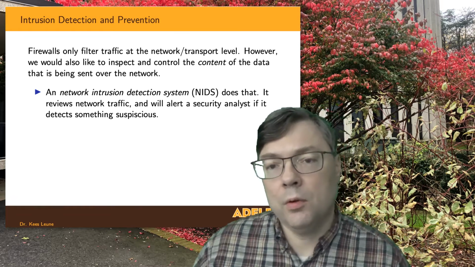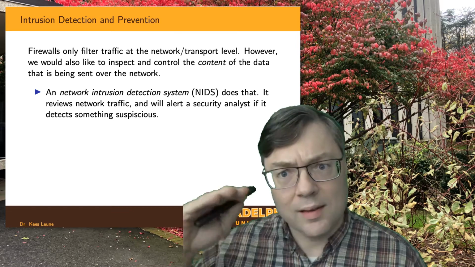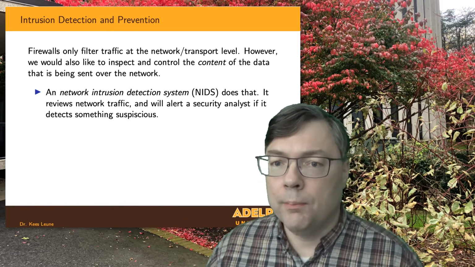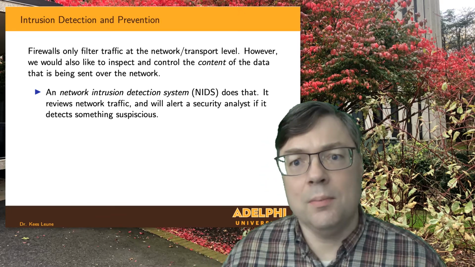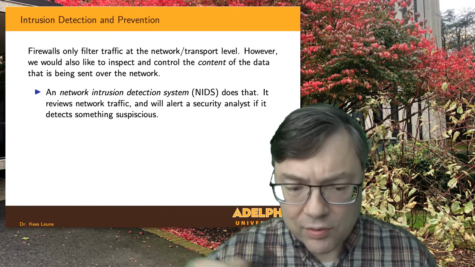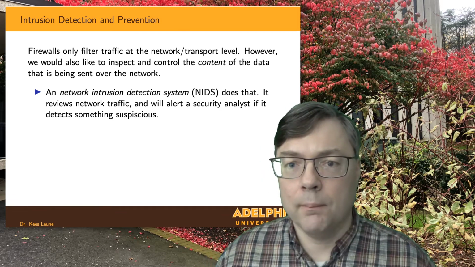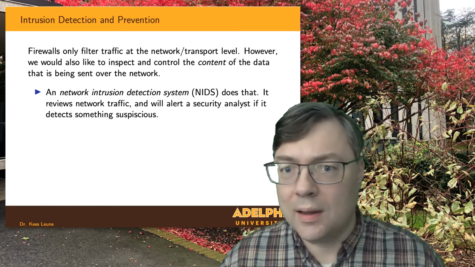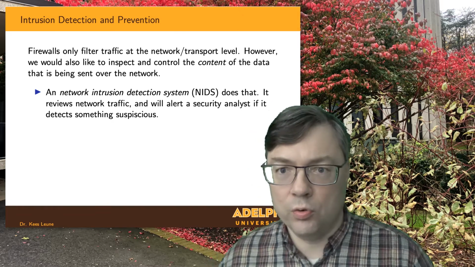Now, I said firewalls only filter traffic at the network level or at the transport level, at the TCP and UDP level. But maybe I also want to go a little deeper. I might say, okay, it's fine that you want to go to the web service, TCP port 80 or TCP port 443, but I want to actually look at the data that you're sending there. Is that actual web server traffic? And maybe I want to be able to say, if it's not web server traffic, you can't go through to that port. If it is web server traffic, you can go through to that port.